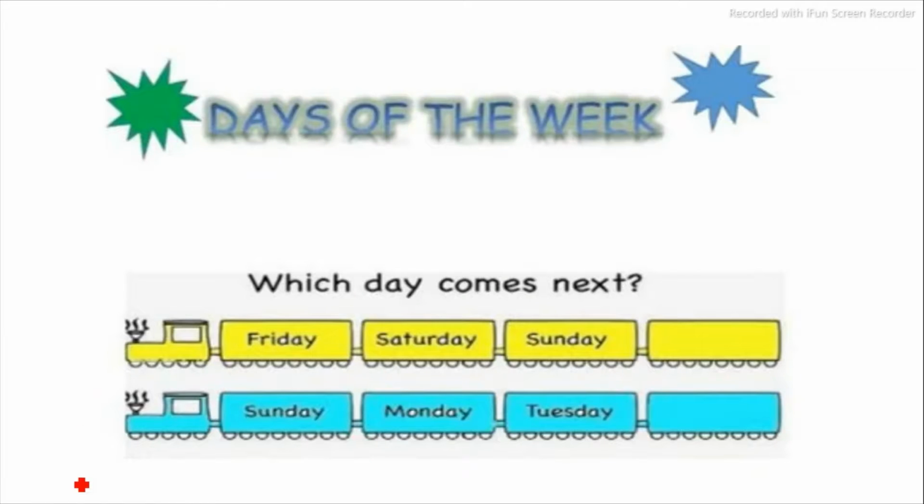Let's move on to the next thing that we learned. The next thing that we learned was the days of the week. So let's complete the chain. There's a picture of a train, okay, and the carriages have got the days of the week on them. So which day comes next? Let's call this number 1 and number 2. Which day comes next?